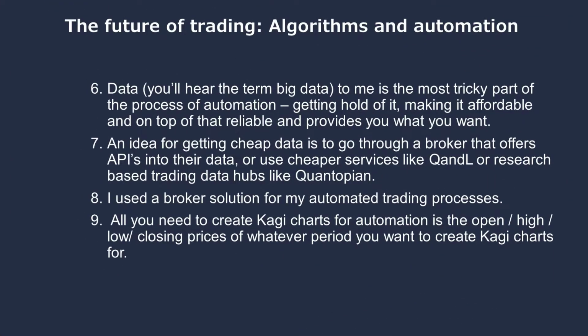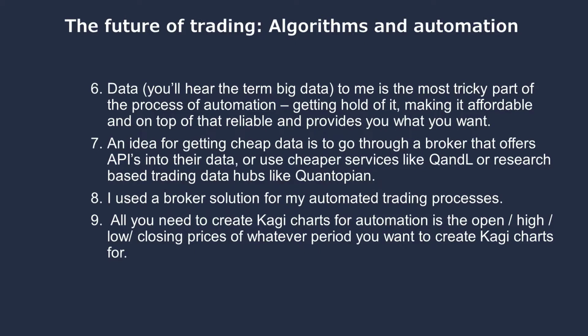What I found at the moment is that data is the hardest thing to get your hands on. It's either too expensive because you want real-time data, or unreliable. So getting hold of it is very tricky. So some ideas: go through a broker that offers APIs into their data. Use cheaper, more reliable services like QuandL or Quantopian.